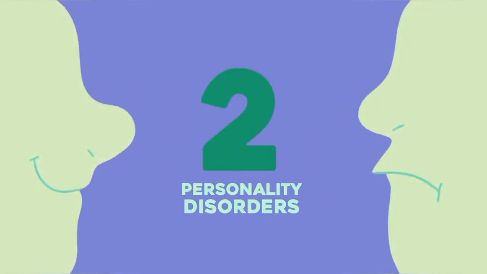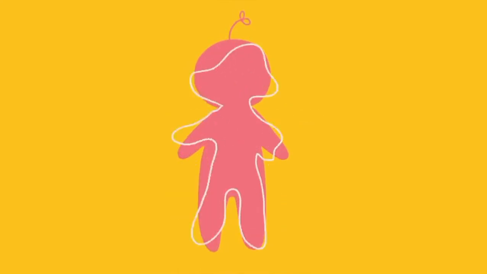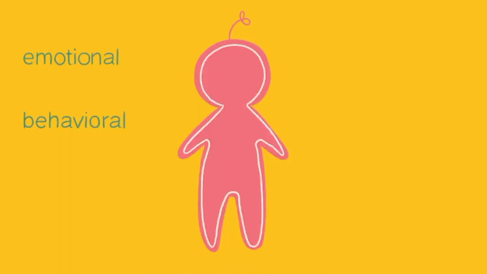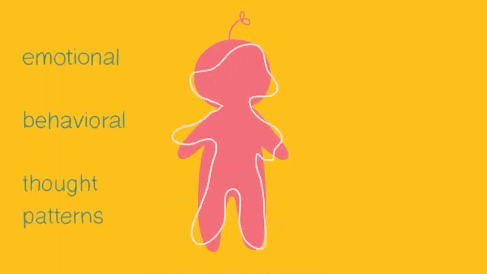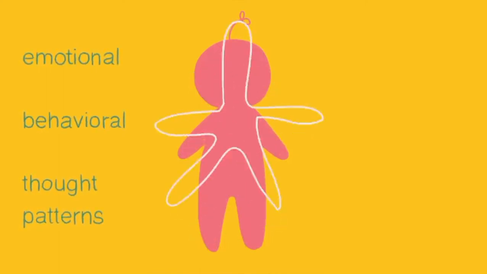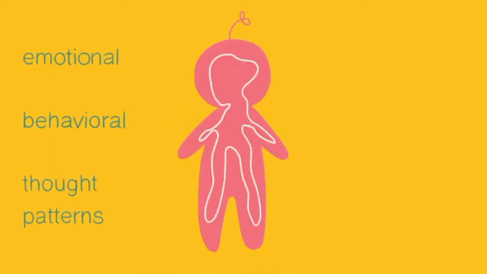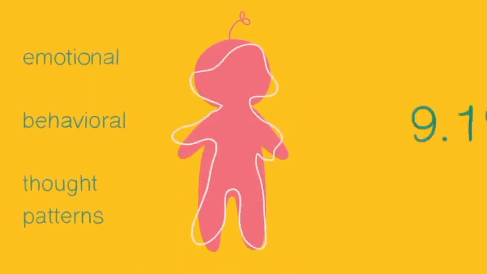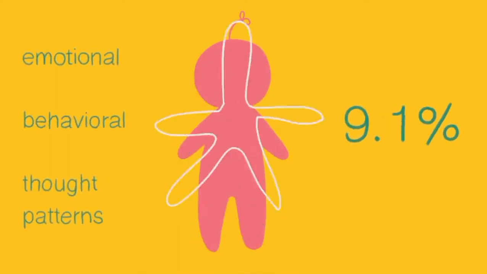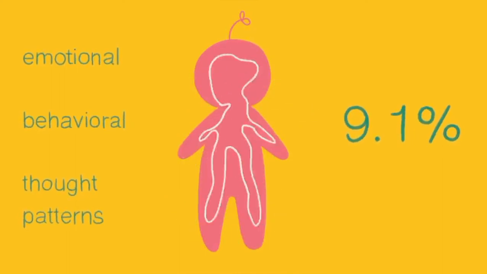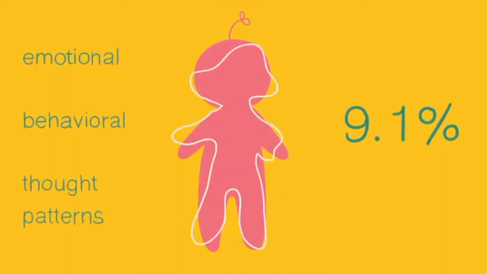2. Personality disorders. What does it mean when someone's personality is disordered? Personality disorders refer to behavioral, emotional, and thought patterns that deviate greatly from the expectations of an individual's culture. The National Institute of Mental Health suggests that 9.1% of the population has the traits of a personality disorder. So what does this look like in real life?